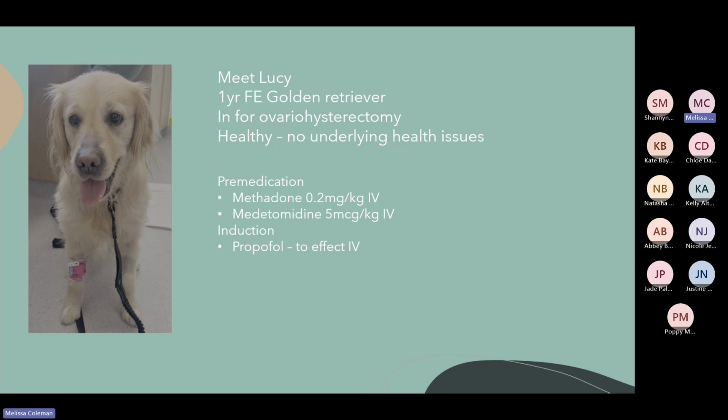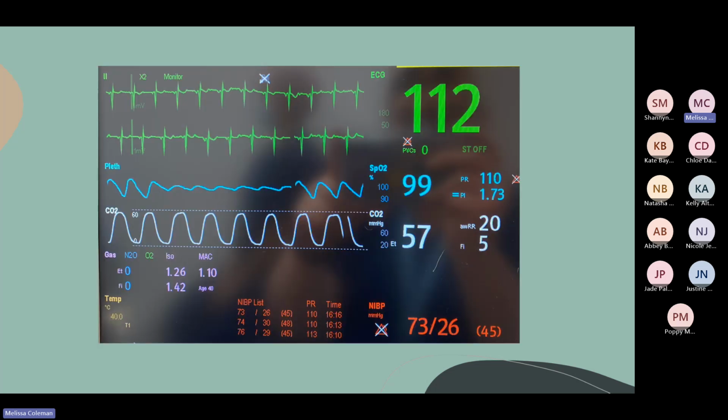So this is our screen. She's got a heart rate of 112, and she's been under for about 20 minutes, and now her blood pressure has got a mean of 45 and a systolic of 73. What do you think we could do? I probably should have said her depth is good, but she's on 2% ISO.